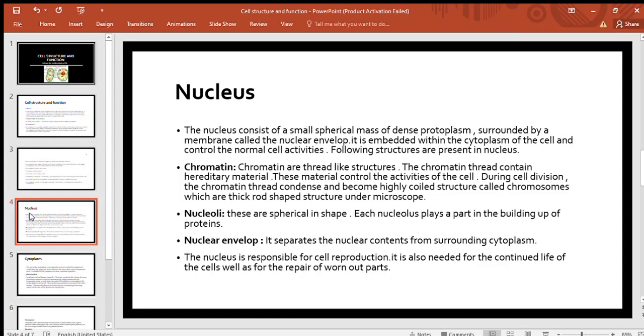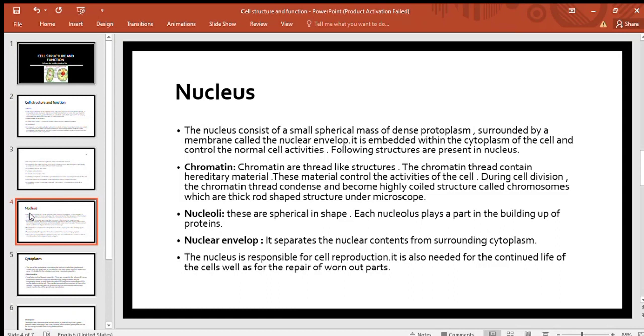Structures that are present in the nucleus are chromatin. Chromatin are thread-like structures. The chromatin threads contain hereditary material. This material controls the activities of the cell. During cell division, the chromatin threads condense and become highly coiled structures called chromosomes, which are thick rod-shaped structures under the microscope.